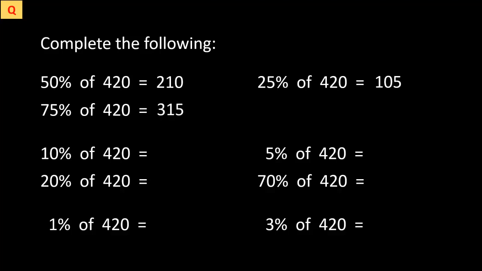10% of 420, move everything 1 place to the right, 42. 5% is 10% divided by 2. Now 42 divided by 2 is 21. 20% is 10% times 2, 84. 70% is 10% times 7, so it's 294. And finally 1% is 4.2. 3% is that times 3, 12.6.